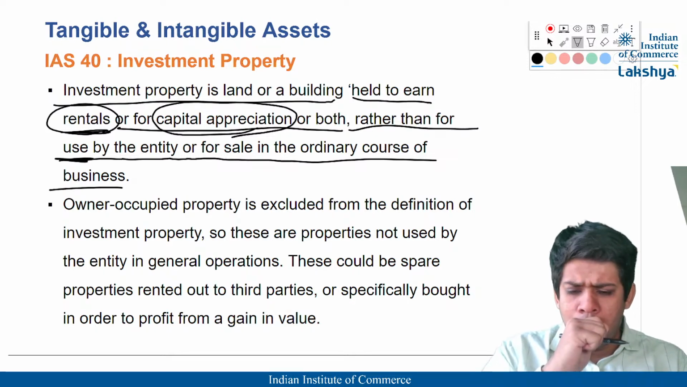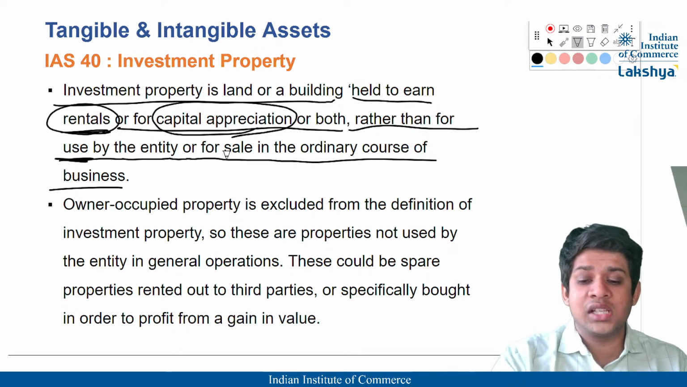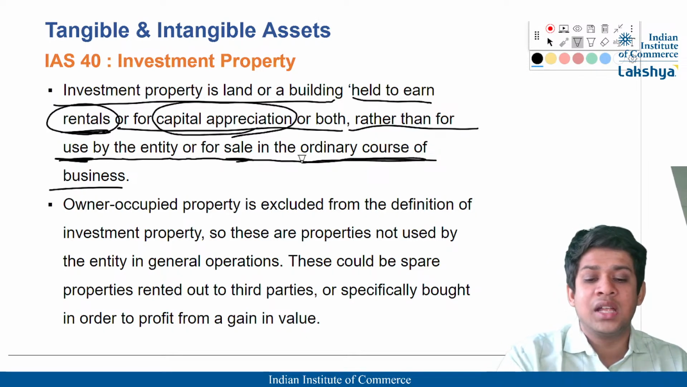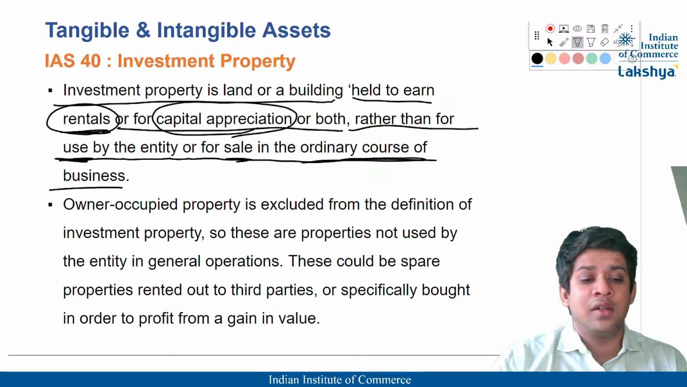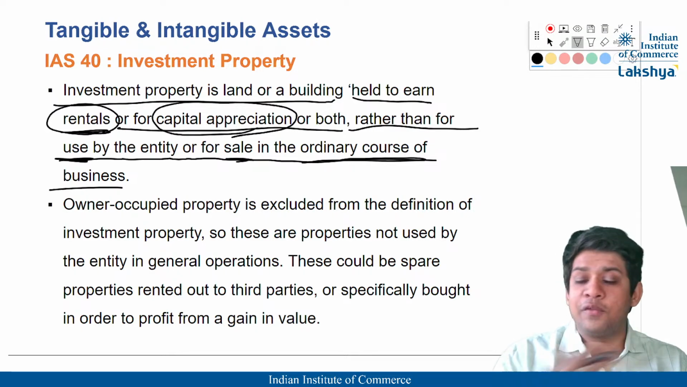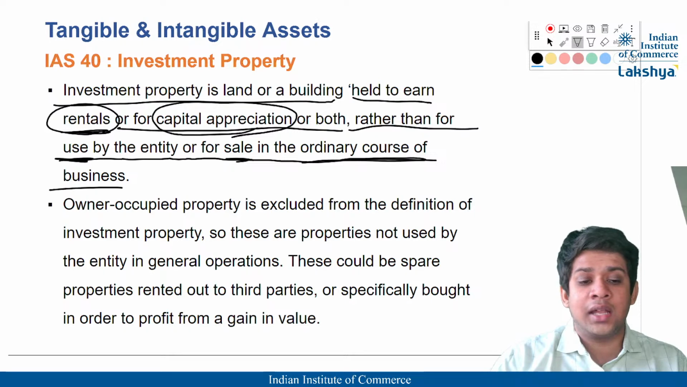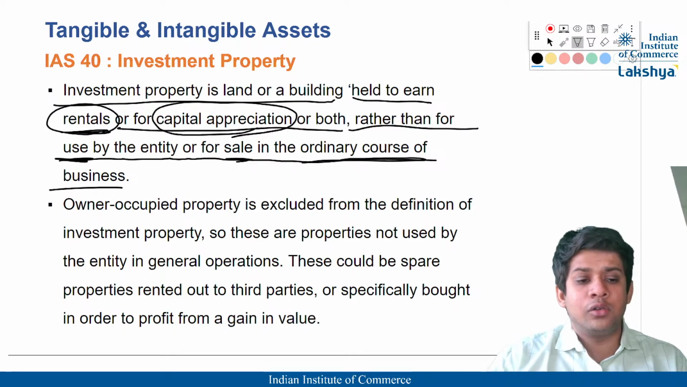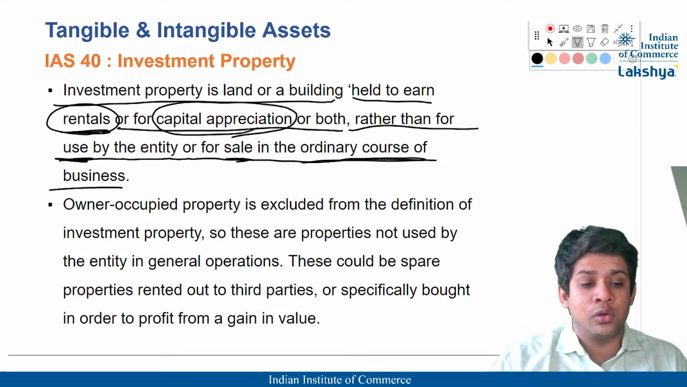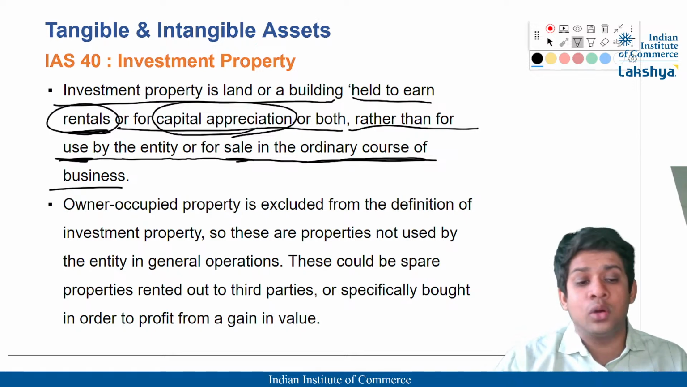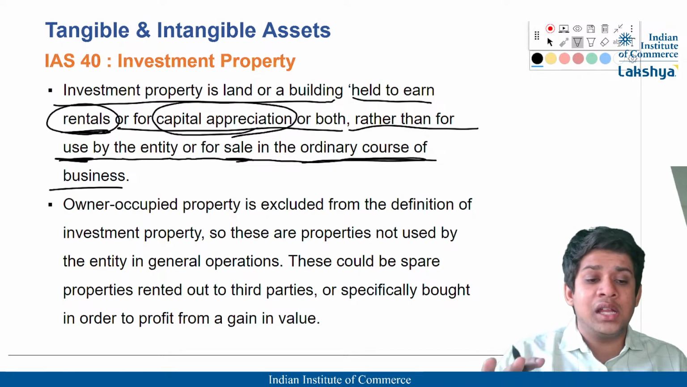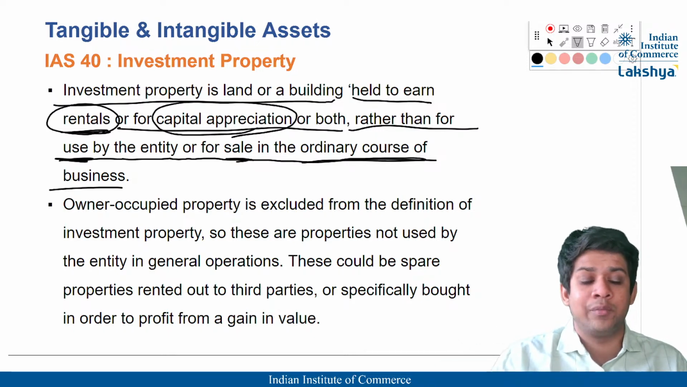Or any property which is held for sale in the ordinary course of business. That means my business is to sell properties frequently, right? For example, say I have a business providing hotel rooms to people, like Oyo and everything. So then that property is not held for earning rentals or capital appreciation. That is for doing my business, right? So that property will then be classified as my inventory rather than my investment property, correct?